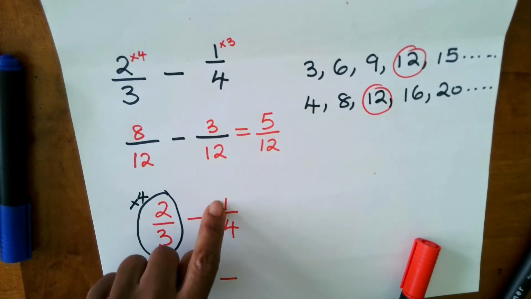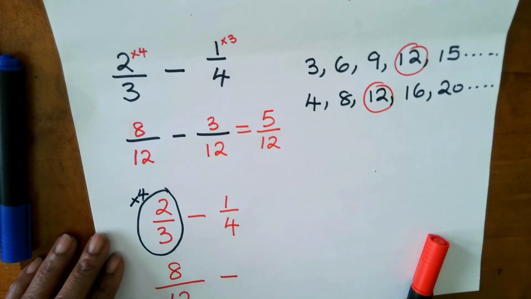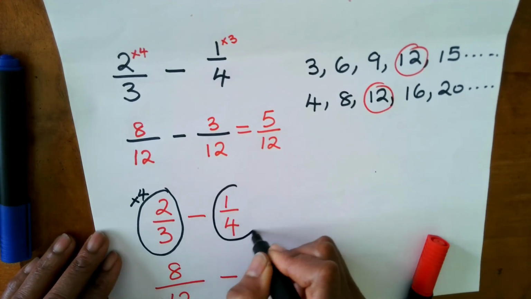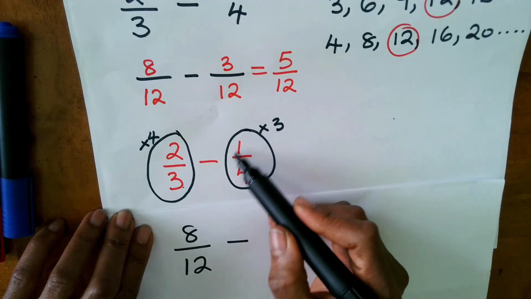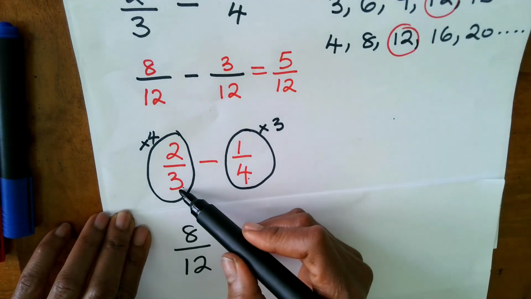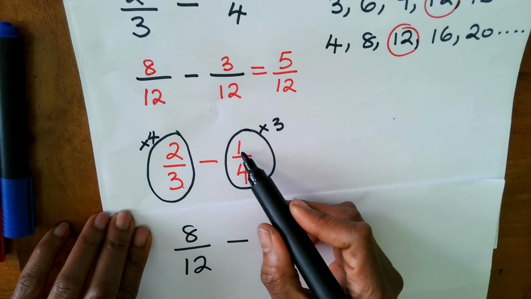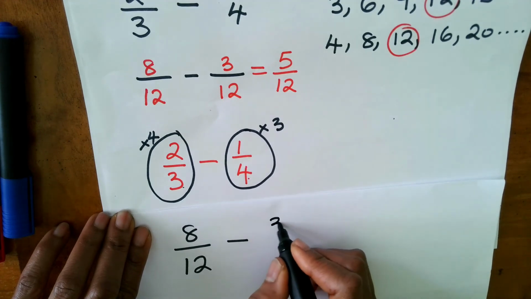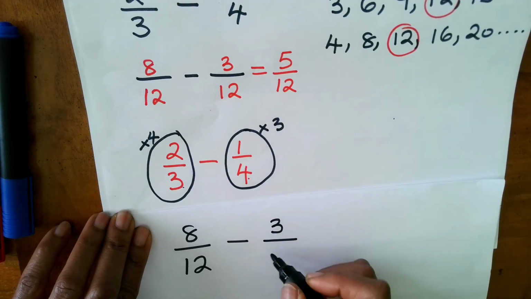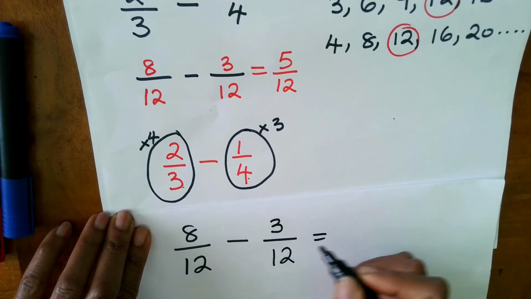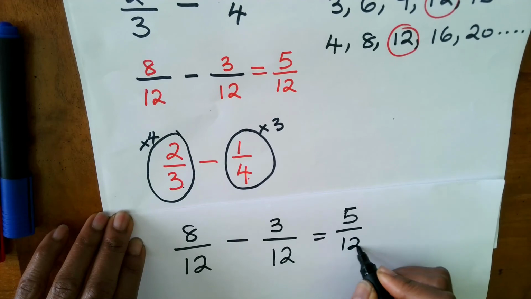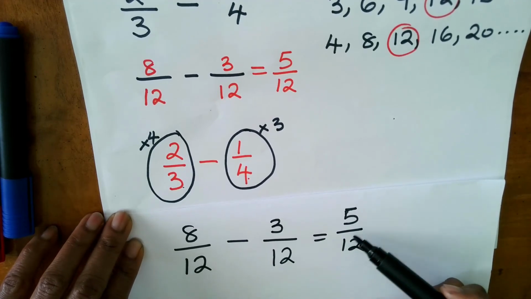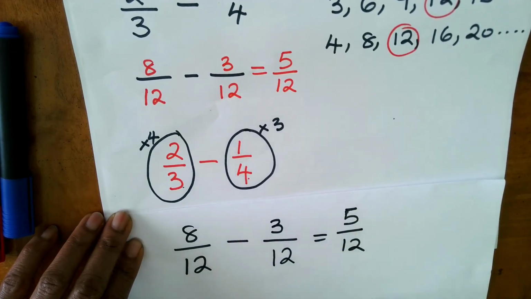Now I look at the second fraction, multiplying the second fraction with the denominator of the first fraction. So that will give me 1 times 3 is 3. 3 times 4 is 12. So if you take this away, you're going to get 5 over 12. So we still have the same answer as the first method that we did.